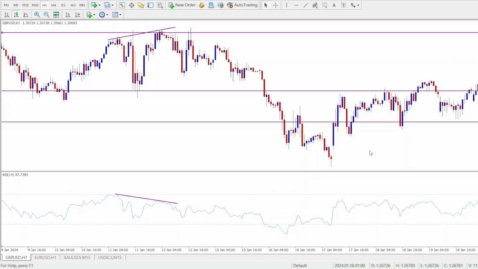Okay, so by combining RSI with price action, you have a powerful system to filter out weak signals and make more accurate, consistent trading decisions.